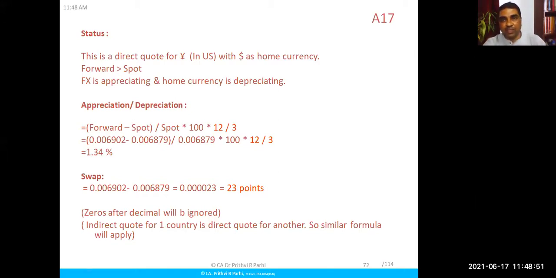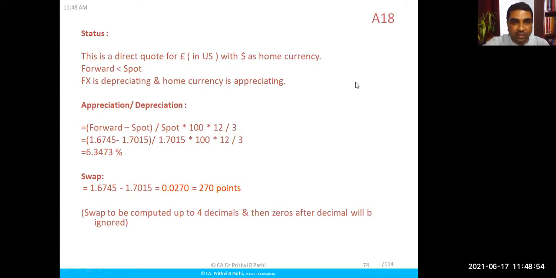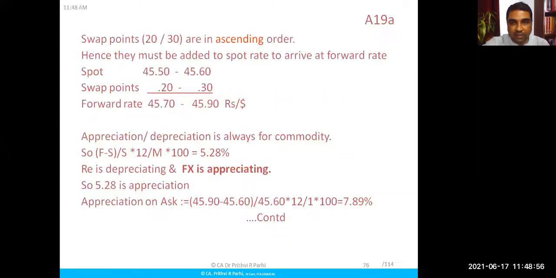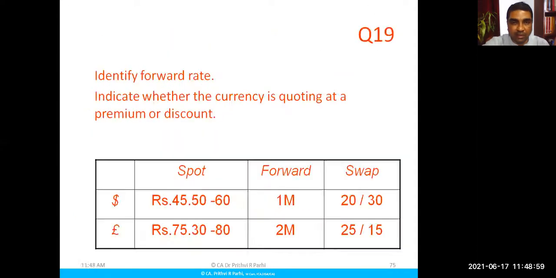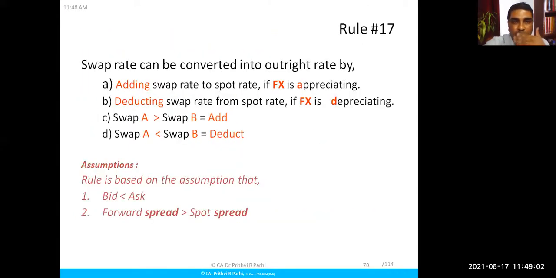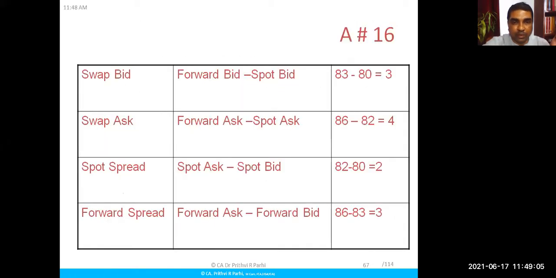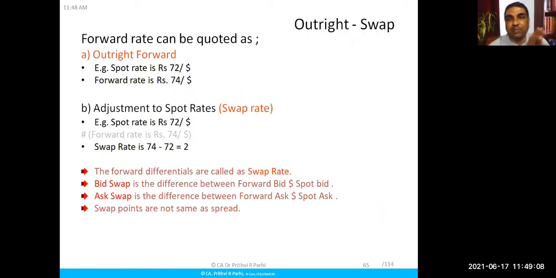Appreciation and depreciation, we have already learned in the previous class. Friends, in the previous class I was explaining swap points. Forward rates can be quoted as outright forward, that means straight away you can know the rate, or quoted as swap points, or as a swap rate. Swap is the difference between spot and forward. And what is the difference between ask and bid called?